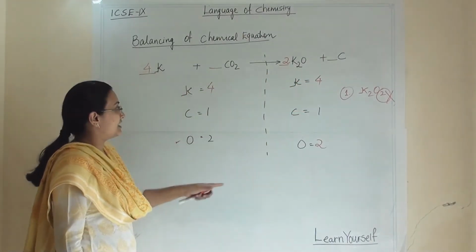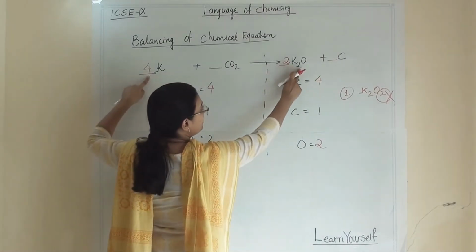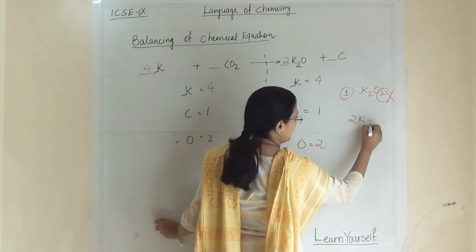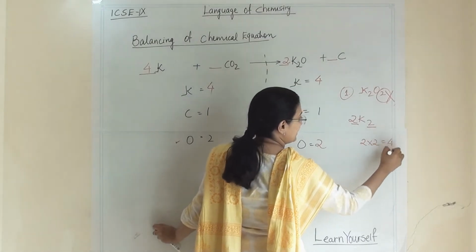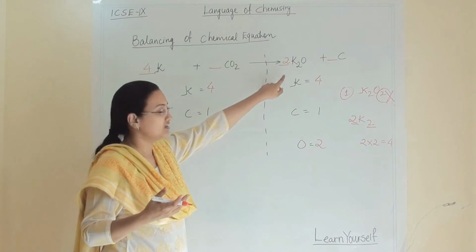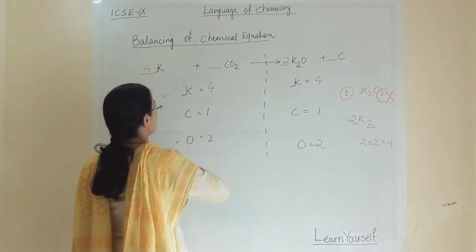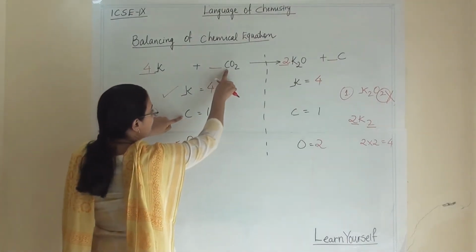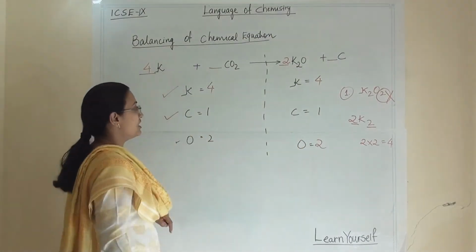Let us calculate again this 4 potassium. Yes, 2 into 2. Whenever you have a 2 in front and K2, you have to multiply this 2 and this 2. That many amount of that atom is there in your reaction. So 2 into 2, so 4. So our potassium is balanced. Now carbon. Carbon we have here 1 and here also it is 1. So it is also balanced.